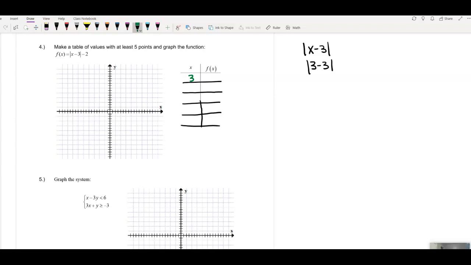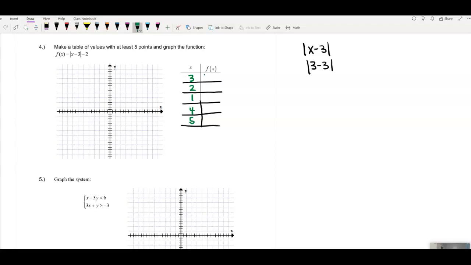So meaning I'll want to do 2 and 1. And then I want to do some numbers that are bigger than 3, so maybe 4 and 5. Right? So you always want to figure out where that spot is that's making this 0. That's going to make it easier for you to graph these and make sure that you have all the points on there that you need. Okay? And then you can just put those in here.